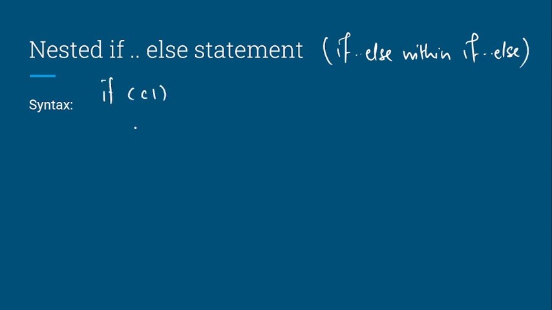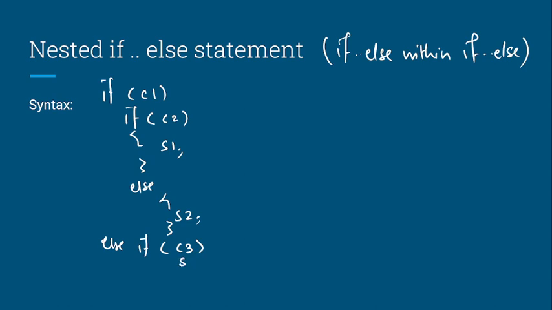So if C1, if condition 1 is true, then I am going to enter this, which itself will contain if else. So I'll check condition 2. If that is true, then S1, else S2. Now this is when condition 1 is true. Again, we can have braces here which I am not putting. Else, if condition 3 is true, then S3, else S4.